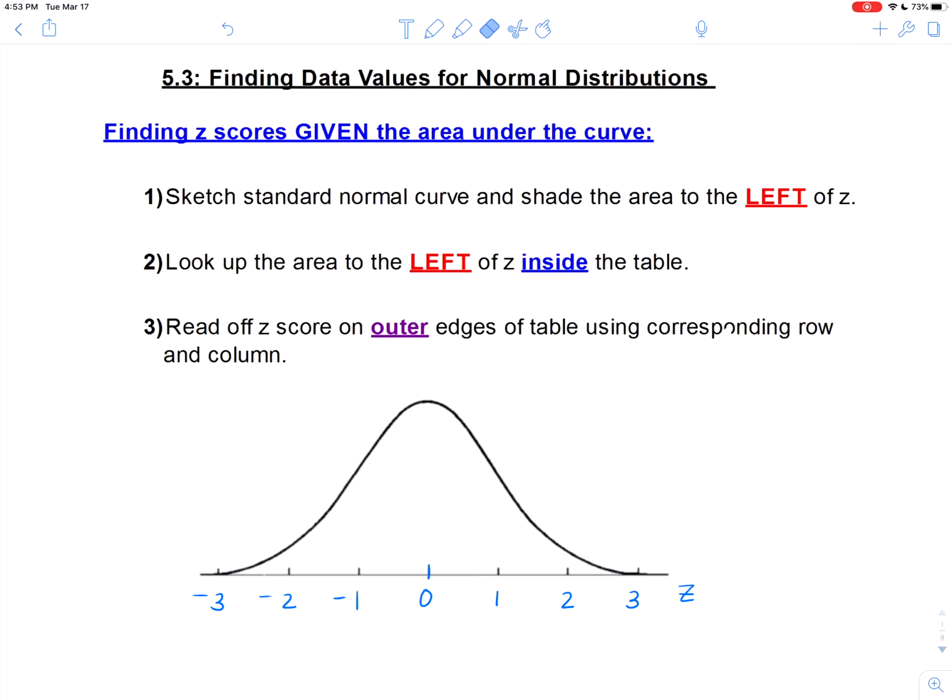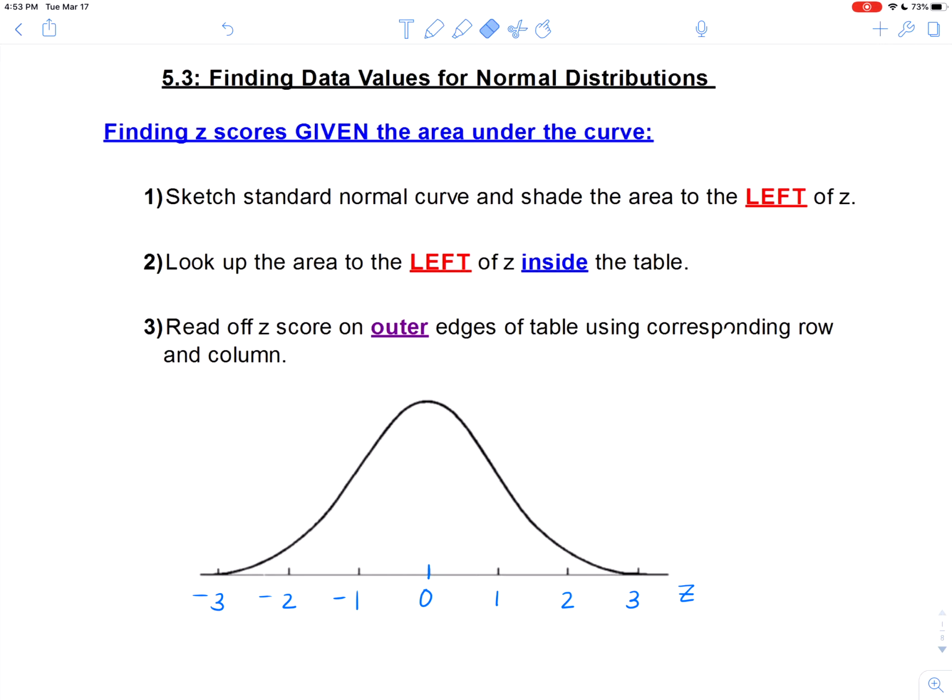What I mean by that is up to this point, we've been looking at problems where we were given a data value. Maybe it was a z-score, maybe it was a height or a speed or a weight, but we were given that data value and we were asked to find the probability, which is the area under the curve.